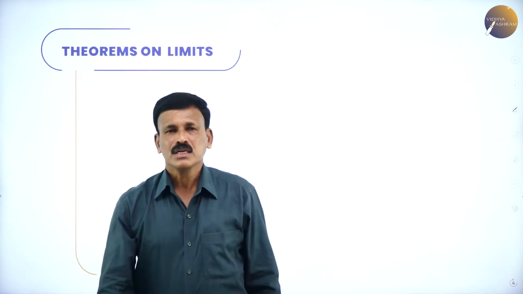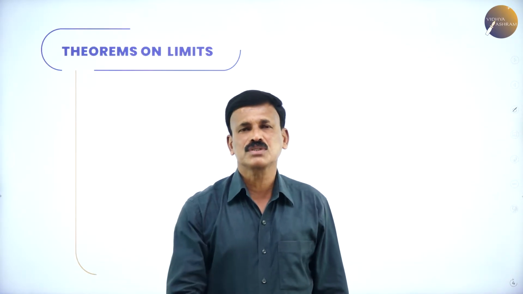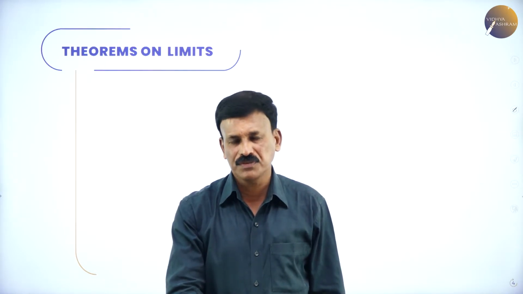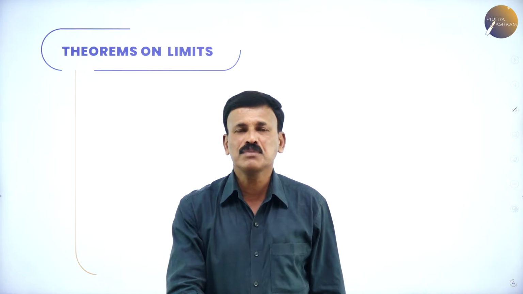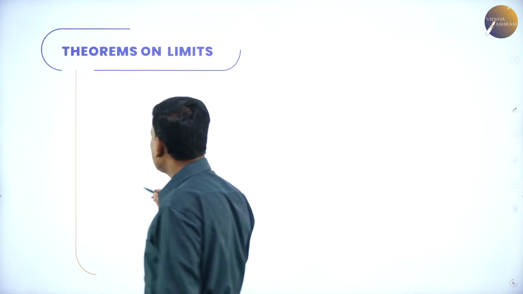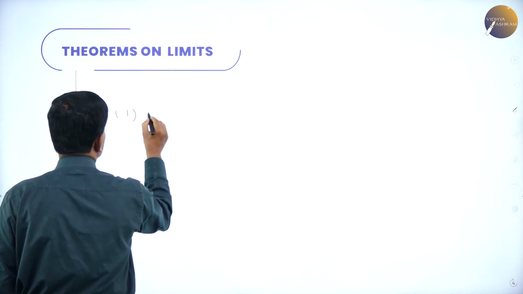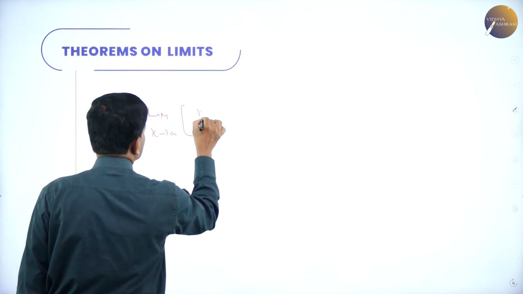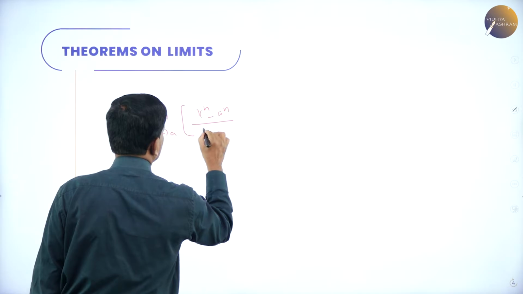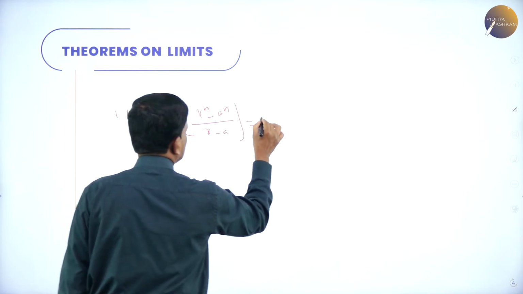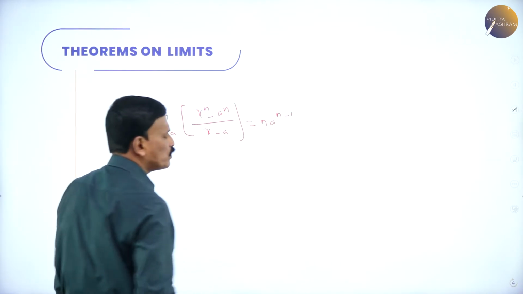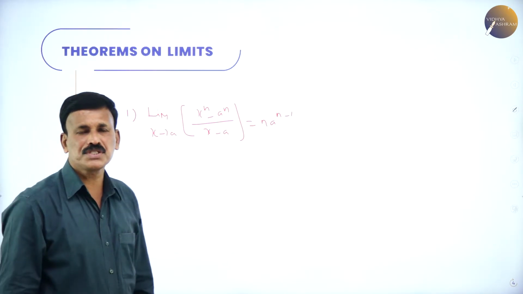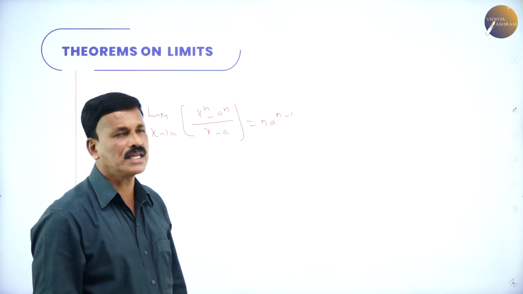Okay. Now, let us discuss the theorems. There are two important theorems you might have studied in the previous classes, in the first PUC limits chapter. The very important first theorem is limit x tends to a of x raised to n minus a raised to n divided by x minus a is always equal to n a to the power of n minus 1, where n is a rational number. It may be a positive integer, negative integer, or a fraction.